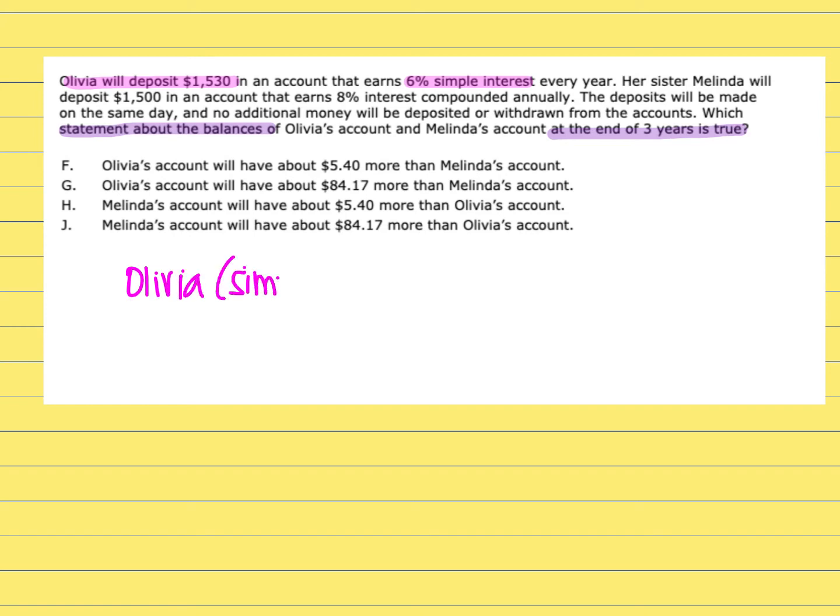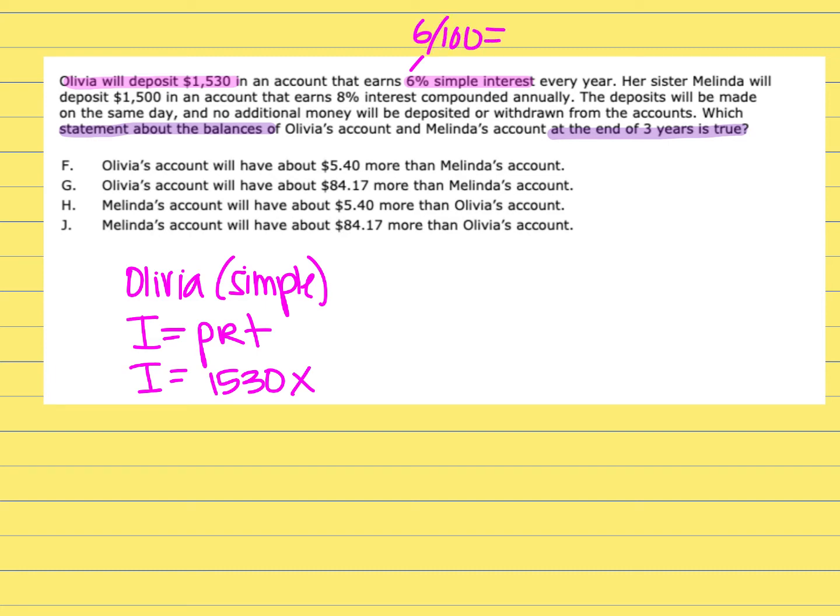Olivia's doing simple interest only. Her formula is I equals PRT. Her principal was $1,530 times her interest rate. Remember, you always divide your percent by 100 to get your decimal form. So that's 0.06. And all of the girls, both of them are doing 3 years. When you multiply this together, you are going to get $275.40. Remember, that's interest only.